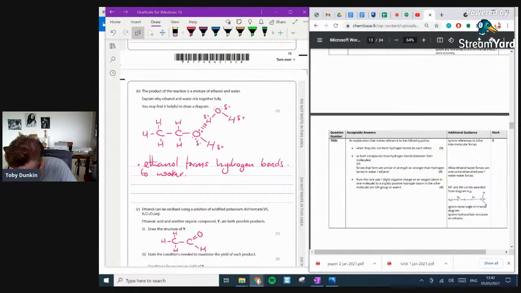Hydrogen bonds, they form when mixed together. Ethanol forms hydrogen bonds to water. As both compounds have hydrogen bonds, M1 and 3 can be awarded from the diagram. What was M2? Both compounds have hydrogen bonds. Forces that form are similar in strength. So I need to write down that for the 3rd mark.